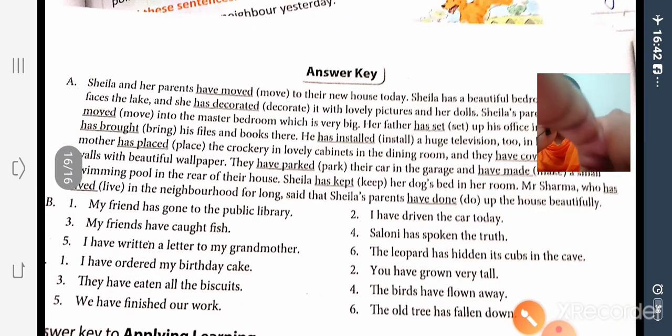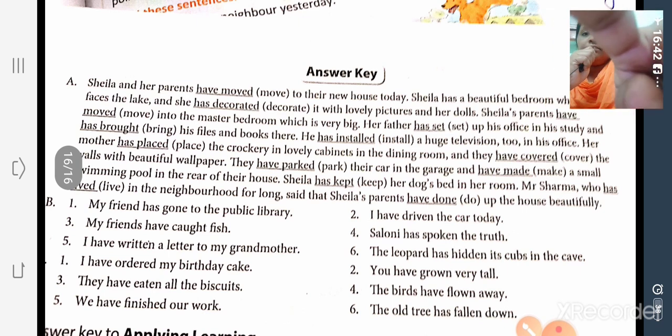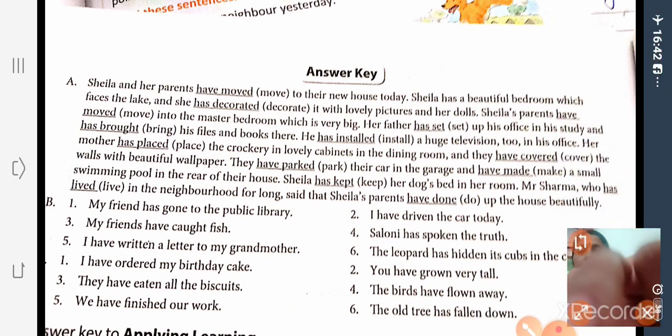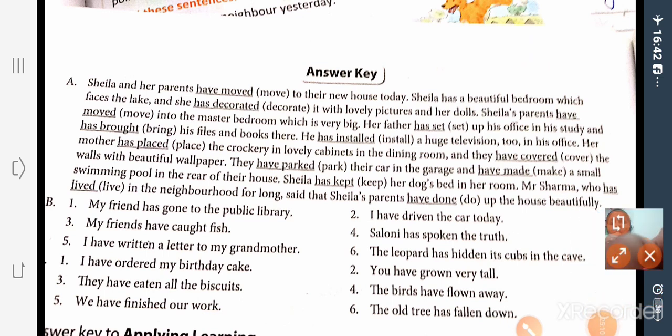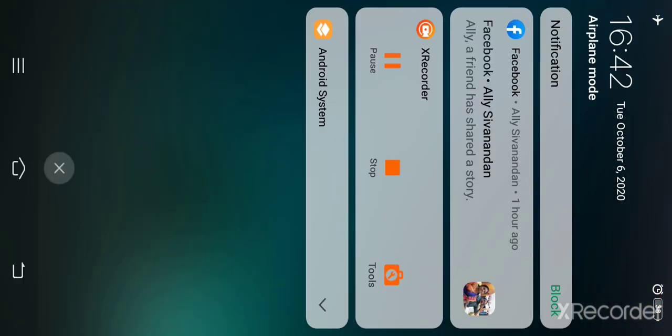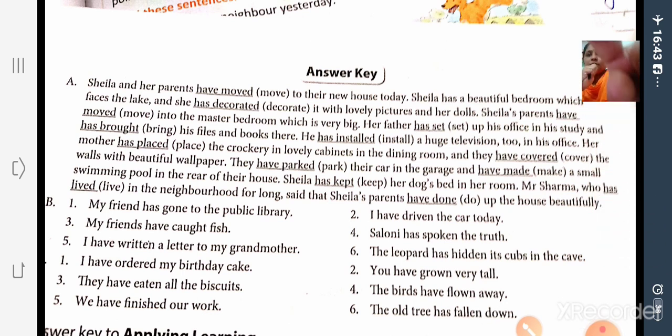So here you will get the answer key. Okay, here you have your answer key with you. Then make use of this. First you have to find out all the answers yourself, then you can make use of this answer key for the correction. Okay, thank you.